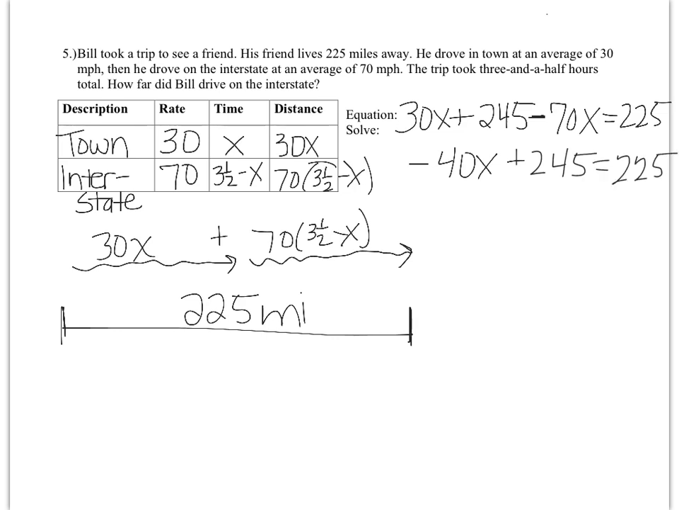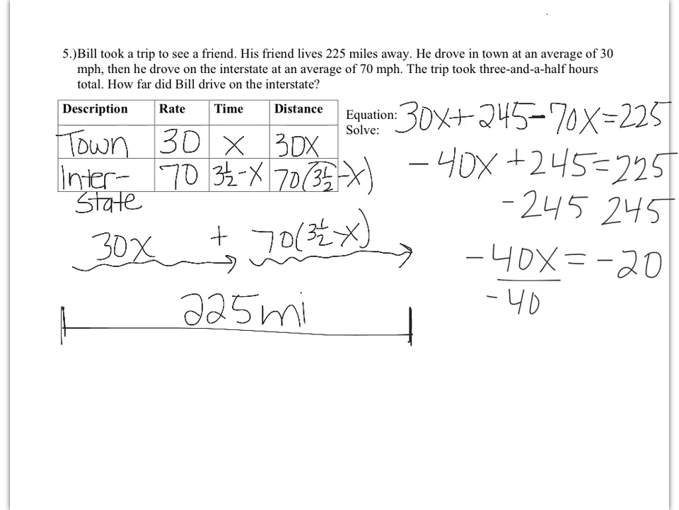So now let's solve for x. I'm going to subtract 245. And 225 minus 245 is negative 20. So I have negative 40x equals negative 20. And then I'm going to divide both sides by negative 40. And I'm going to get that x is equal to, well, that reduces to 2/4, which is 1/2. So x is equal to 1/2.